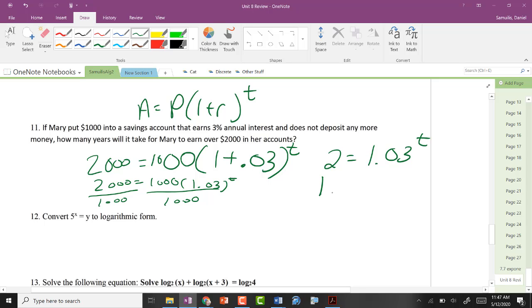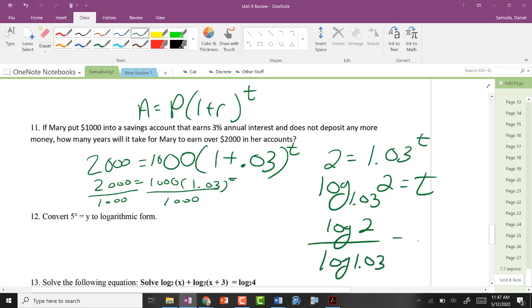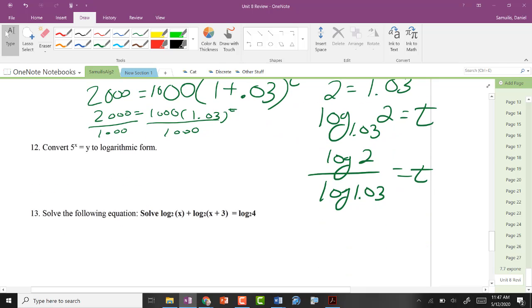Now how do I solve that? I convert to a logarithm. Log base 1.03 of 2 equals the exponent. So this is log of 2 over the log of 1.03. So I take the log of 2 divided by the log of 1.03. And I end up with, oh wow. In order for her to double her money, she is going to have to keep that in an account for 23 plus years. Woo, that's a long time.